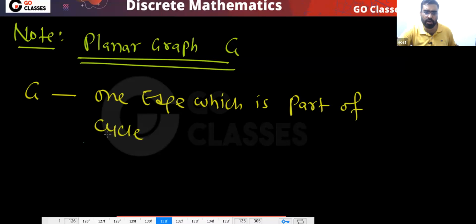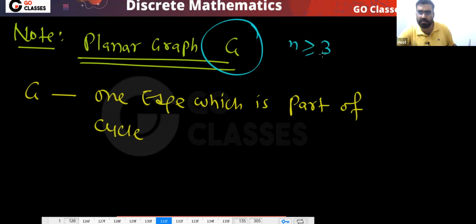You remove one edge which is part of a cycle. Then what will happen? Let's assume you have a planar graph with the number of vertices greater than or equal to 3. If you remove this type of edge, then what will happen?